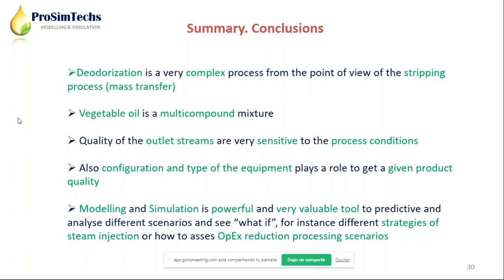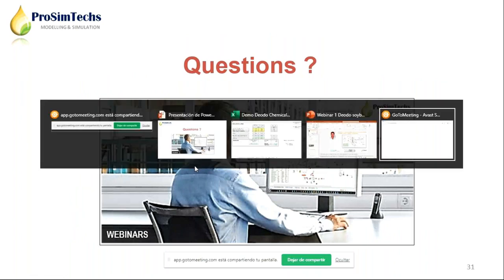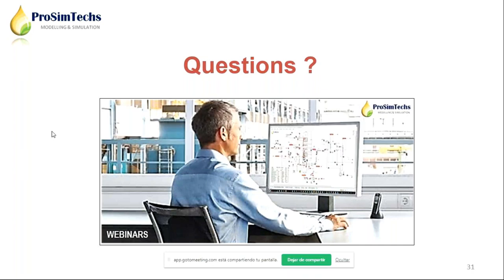Hi Marcelo, this is Dan. We have a question. When you use a simple stripping formula for fatty acid removal, you have to adjust the calculation using an efficiency factor based on experience. How is the simulation dealing with this? Is it taking into account the tray geometry without using the experimental factor?